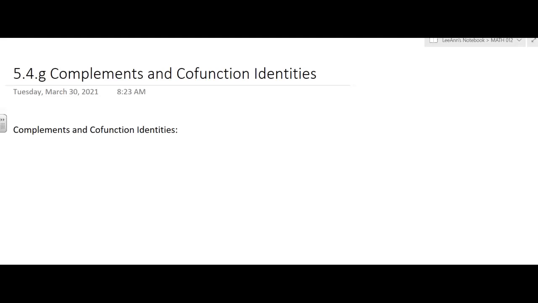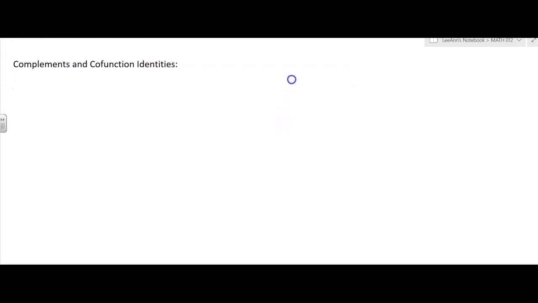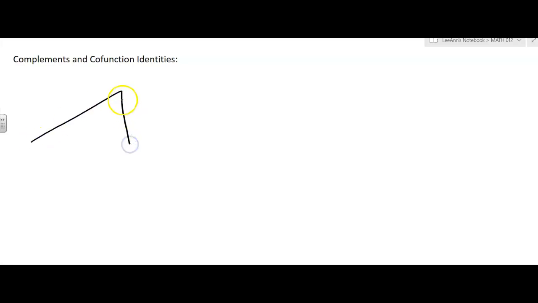So now we're going to talk about complements and cofunction identities. So I'm going to draw a right triangle, and we'll call this angle alpha and this one beta. Now what do we know about these two angles?